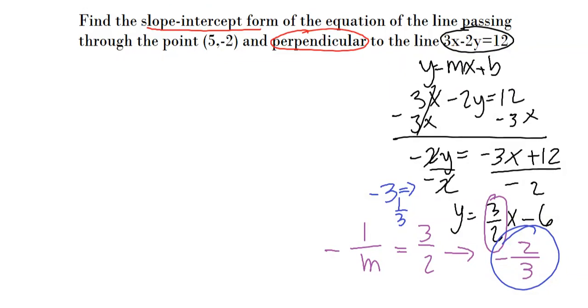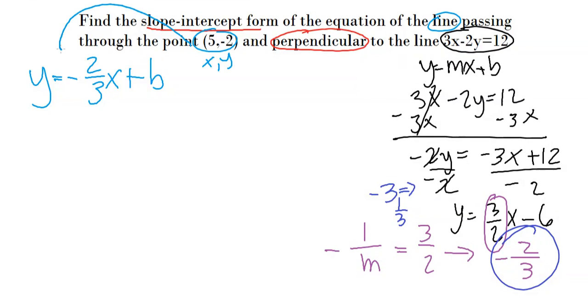So taking that new slope, since it's going to be perpendicular to the line, we have y = -2/3 x + b. Since we're trying to find the line that passes through the point (5, -2), we're going to take (5, -2) and plug it into this equation in order to find b. So we're going to do -2 = -2/3 times 5 + b.